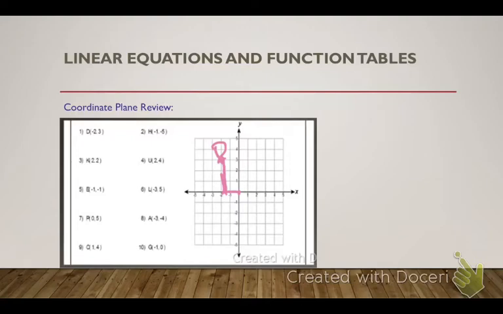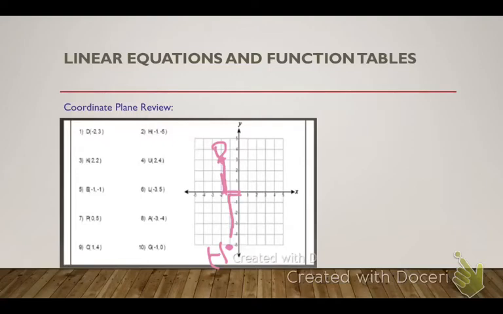Okay, so we got that one done. Number 2. Number 2 is the letter H, and it has -1, -5. So we're going to go -1, which is right here, down to -5. So we're going to go this direction right here, and we're going to be down here at -5. So we got to go 1, 2, 3, 4, 5, which is right there, and that is letter H.